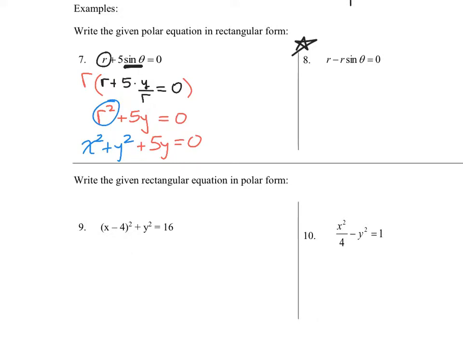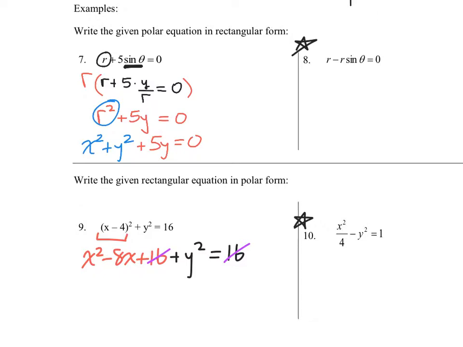The last one, number 9, is going the other way. For this one, we would want to distribute it out. So x squared minus 8x plus 16, plus the y squared, equals 16. I'm going to put a star on this one while I'm here. Now you see the 16s cancel immediately. Boom and boom.